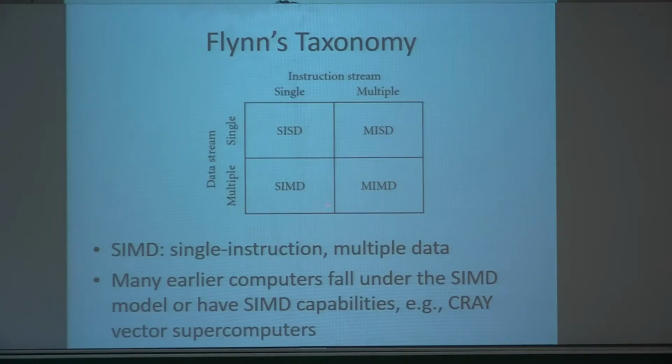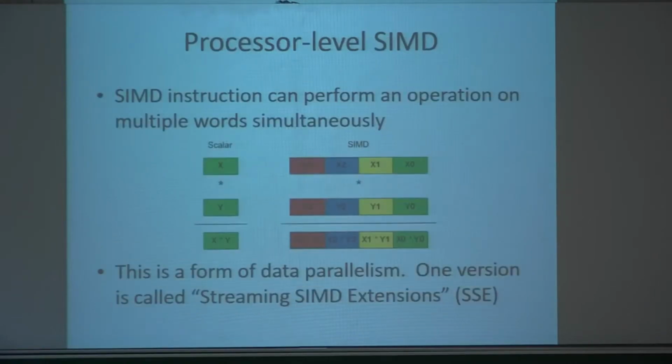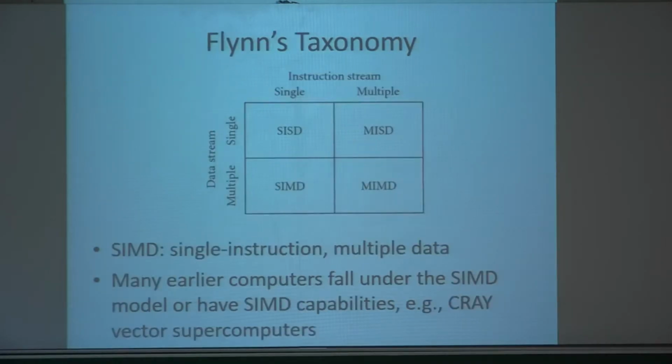And then SIMD is the case where you have multiple streams of data, like these 4 streams of data, and a single instruction acting on it. And vector supercomputers were also SIMD machines in a way. So this is what SIMD means, single instruction, multiple data. This MISD case, single data stream and multiple instructions, that's kind of interesting.